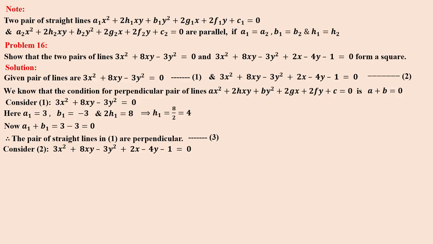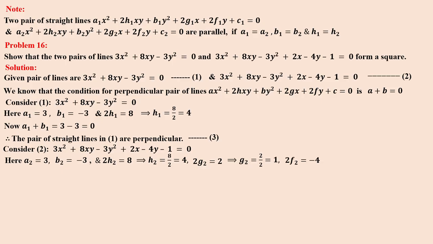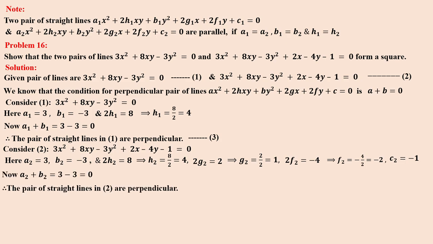Now consider the second equation. Here a2 is equal to 3, b2 is equal to minus 3, h2 is equal to 4 and 2g2 is equal to 2, therefore g2 is equal to 1 and 2f2 is equal to minus 4, f2 is equal to minus 2 and c2 is equal to minus 1. Here also a2 plus b2 equal to 0, therefore the pair of straight lines in 2 are perpendicular, that is result 4. Now a1 equal to a2, right, 3, and hence the pair of line 1 and 2 are parallel.